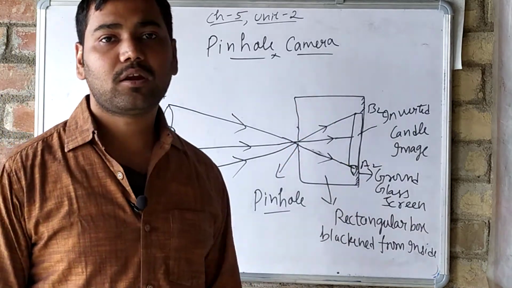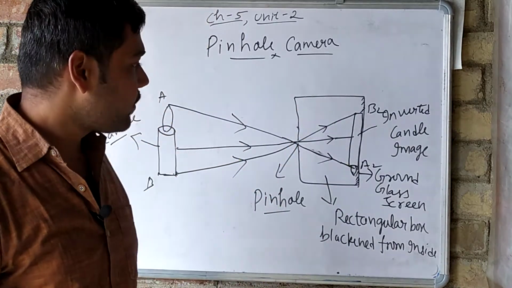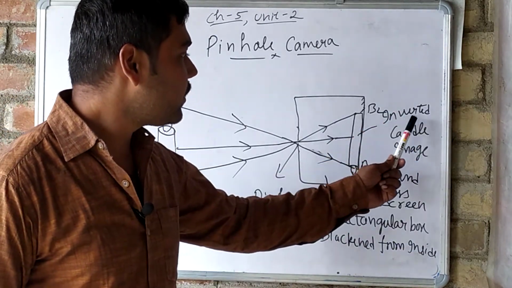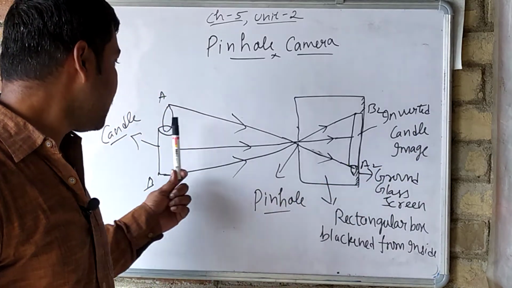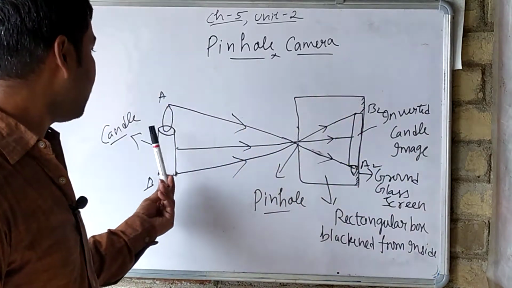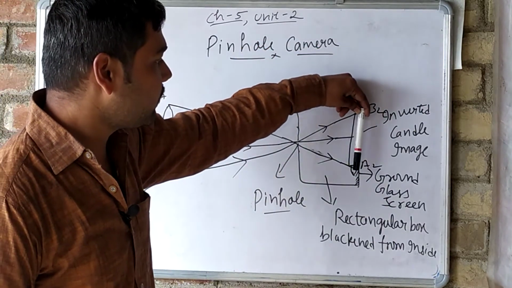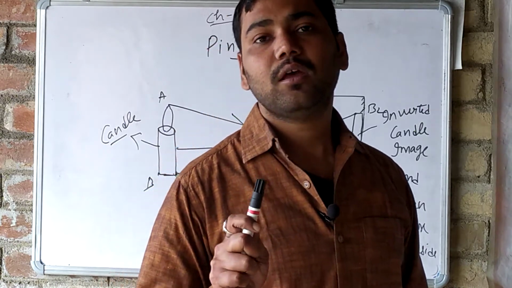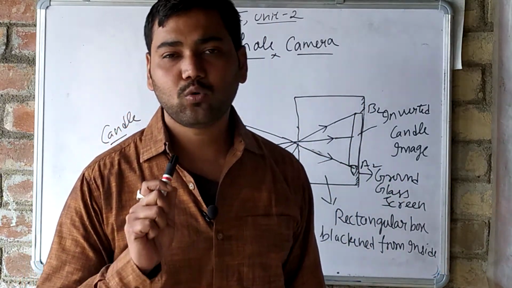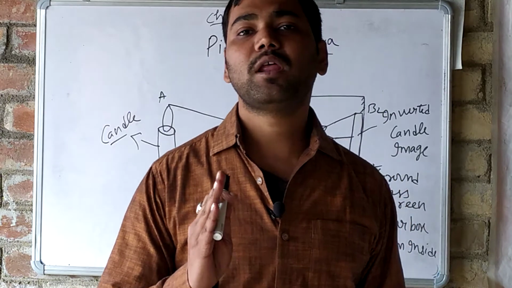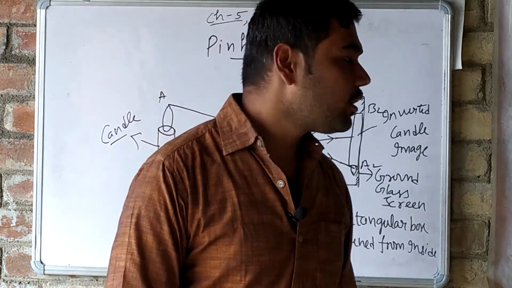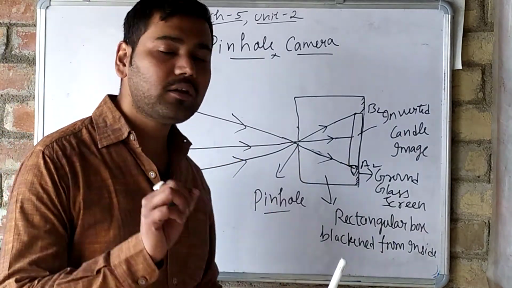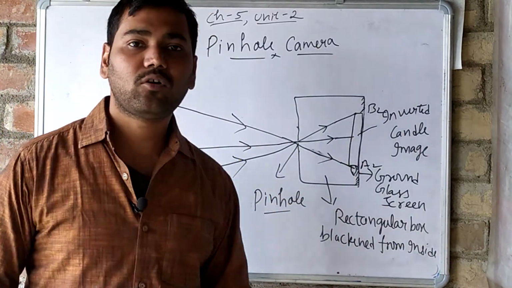The image forms in the rectangular box which is blackened from inside, and that image is inverted. Here I have written inverted candle image. So the image will be inverted. If the candle is like this, the image will form like this on the ground glass. But the image will form only when the rectangular box is totally black from inside, a ground glass is attached at the back of the box, and only a pin-type hole is created in front of the candle.